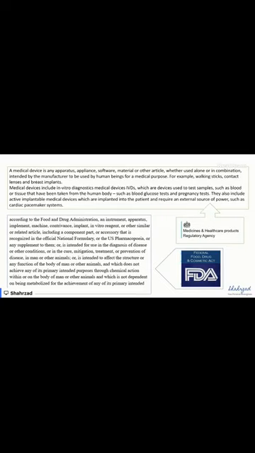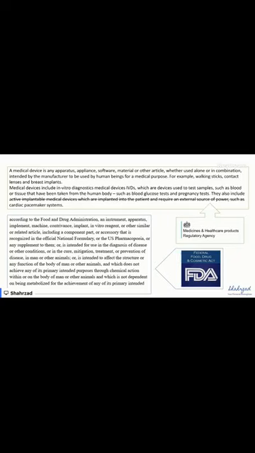Okay, then it continues to say that medical devices include in vitro diagnostics, medical devices or IVDs. Now, although that's very important to know, we are not going to be covering that today. So I just wanted to highlight that.